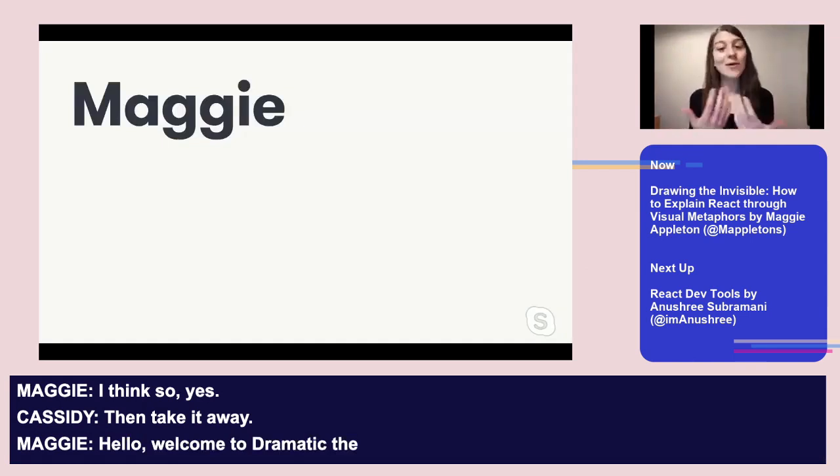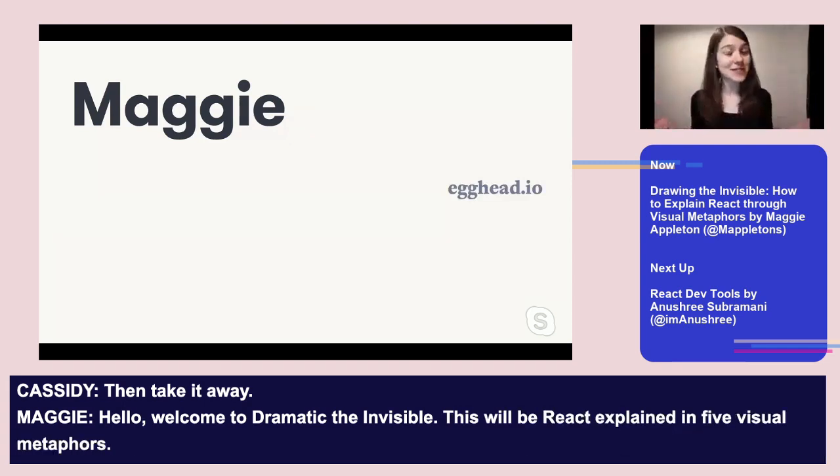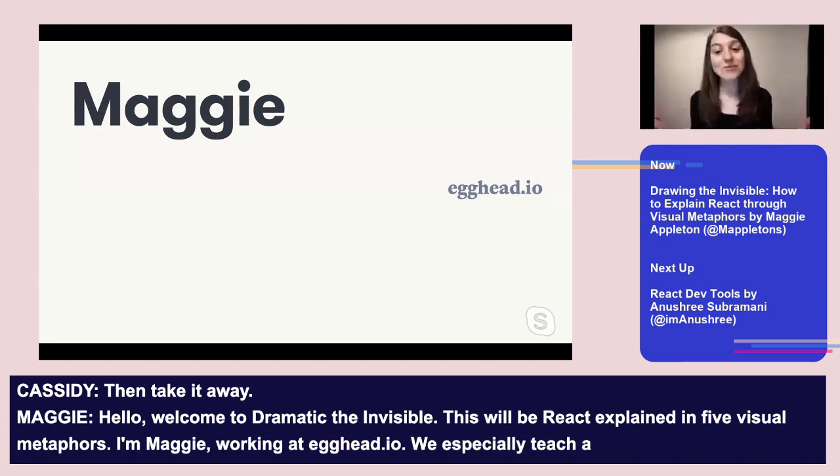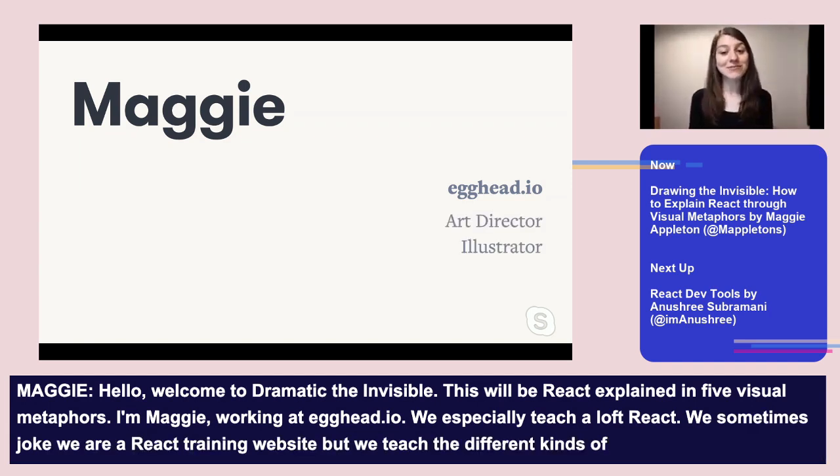So I'm Maggie. I work on the team at Egghead.io. We're an education website that teaches all varieties of web development. We especially teach a lot of React. So we sometimes joke we're just a React training website, but we do teach all the kinds of web development topics too. I'm the resident art director and lead illustrator there, which in reality is mostly being a metaphor designer.